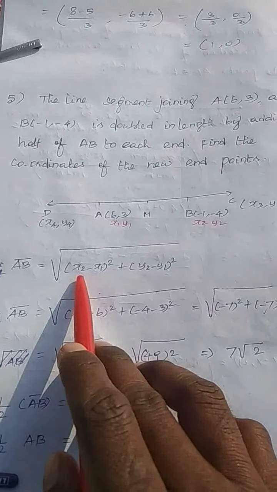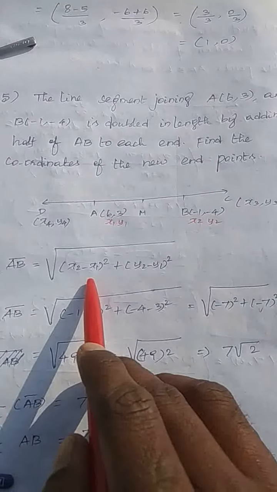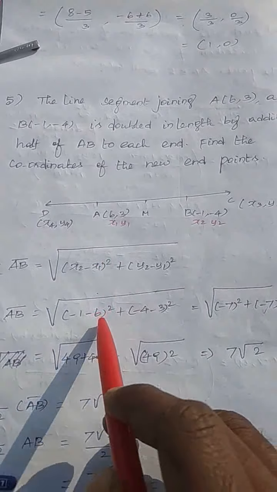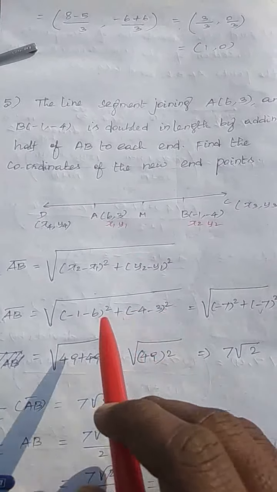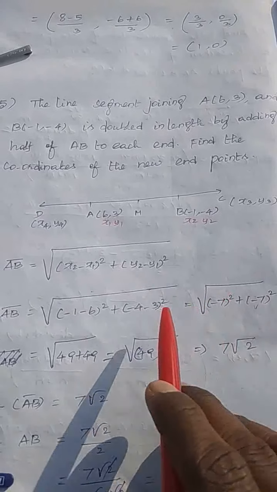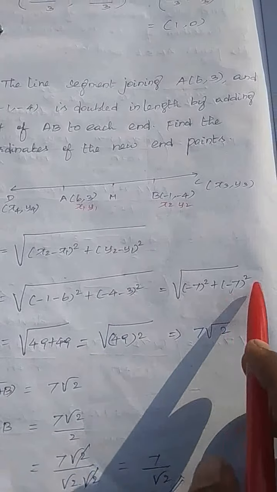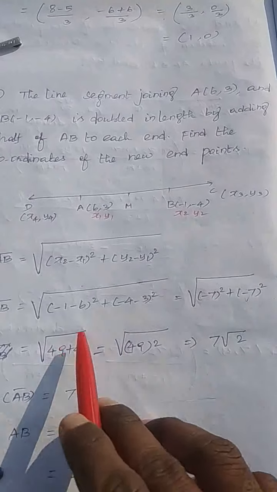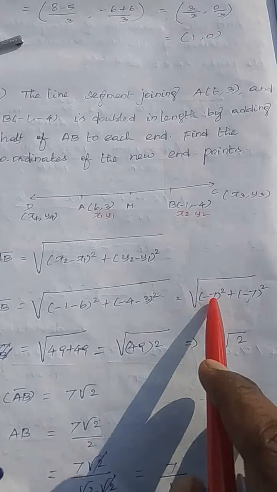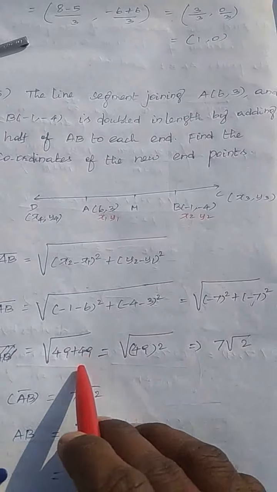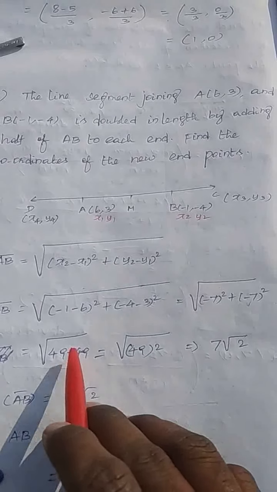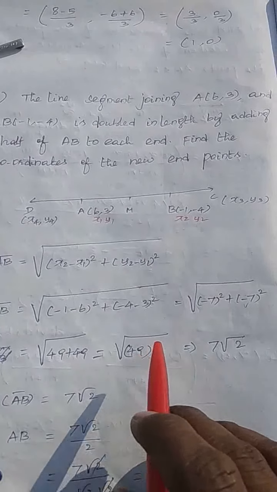Now what is x2? x2 equal to minus 1. What is x1? x1 equal to 6. So minus 1 minus 6, minus 7 whole square, plus y2 minus y1, y2 value minus 4, y1 value 3, whole square. So minus 4 minus 3, minus 7 whole square. So 7 square 49, 7 square 49, because minus 7 square is also 49. So 49 plus 49 equal to 98. But 98 how to write?